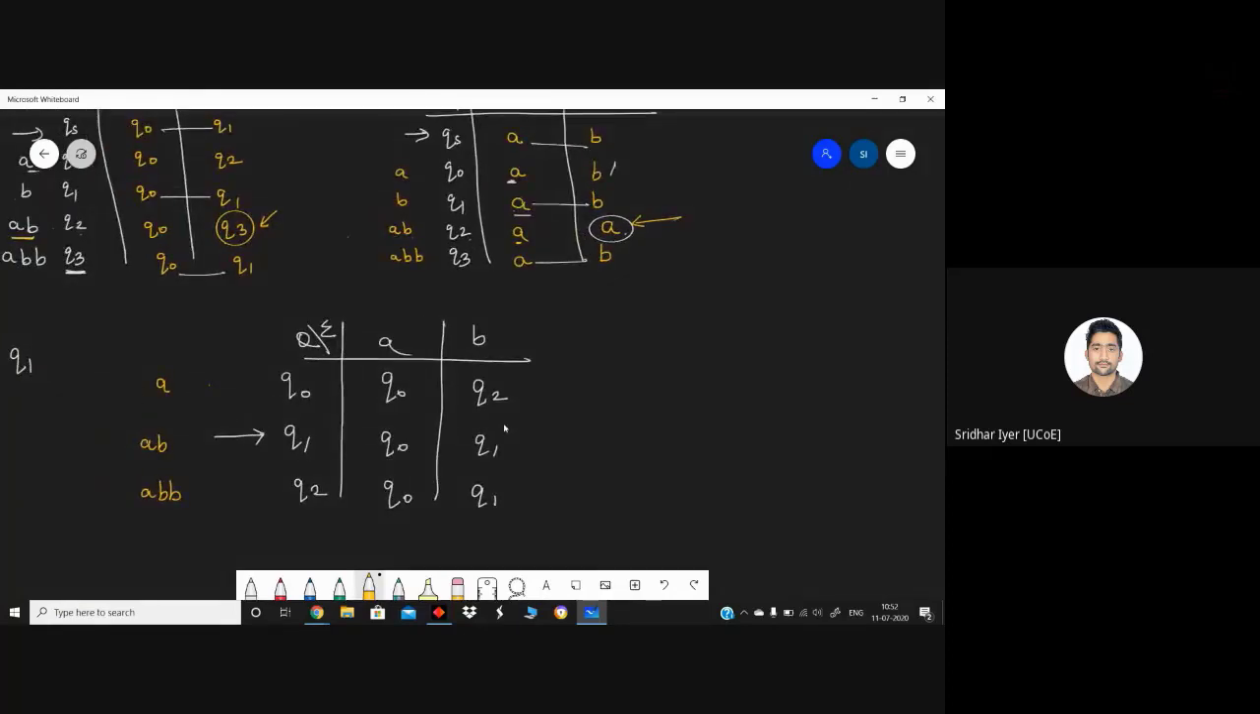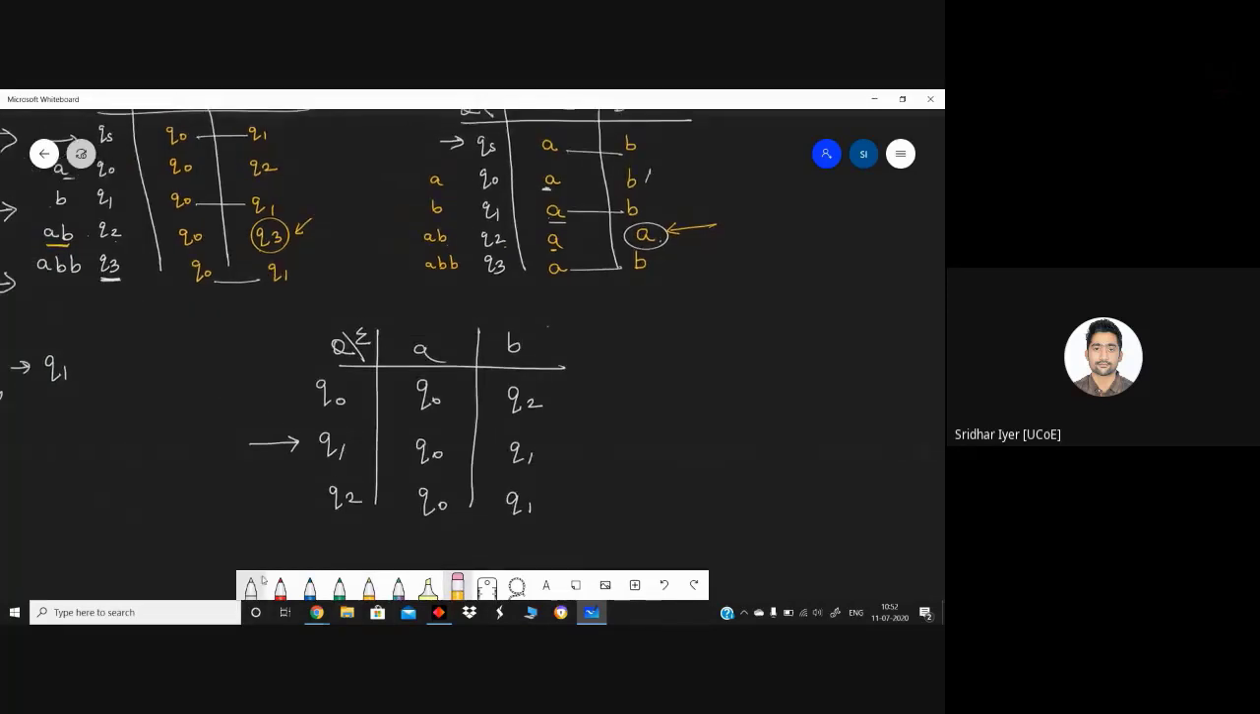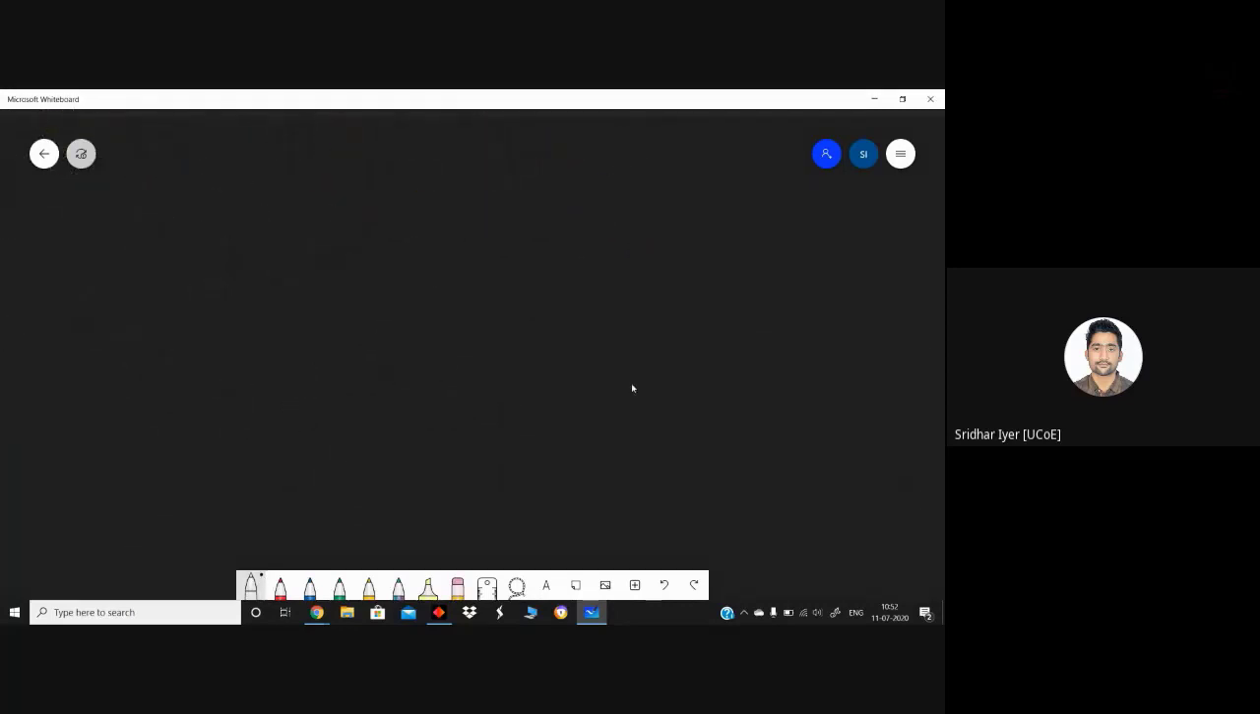Again, it will be something like this, A, B. It should be Q1 over here, but I have written Q2. So if you're getting confused with this, don't follow this particular logic. Okay, I've just written it for representation purposes. That's it. So again, follow the same thing.